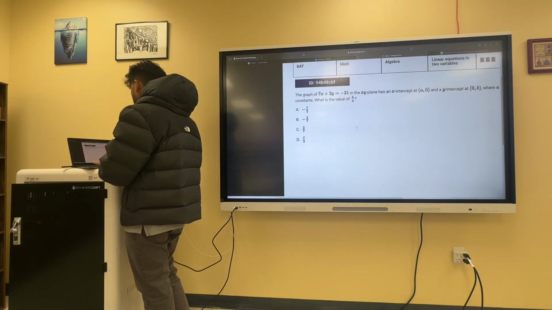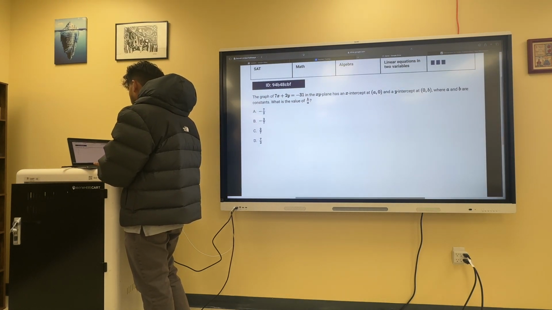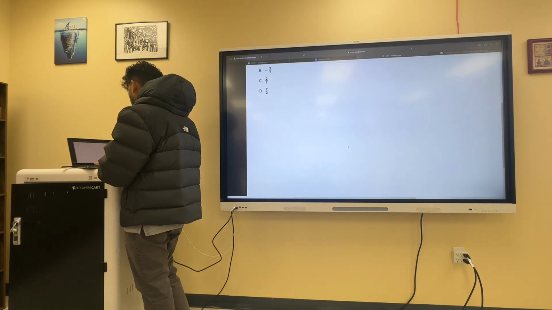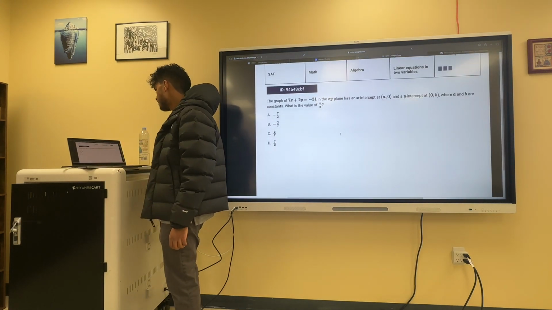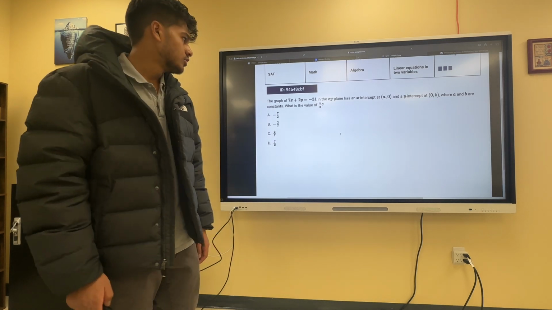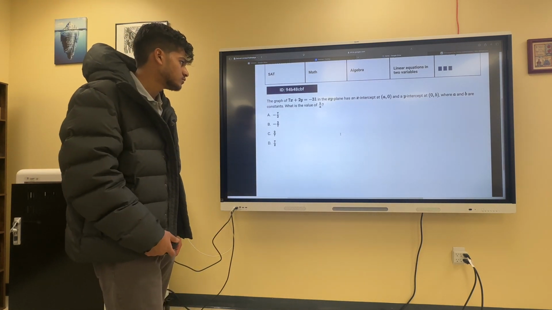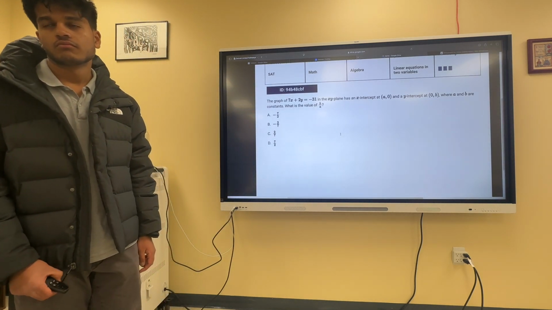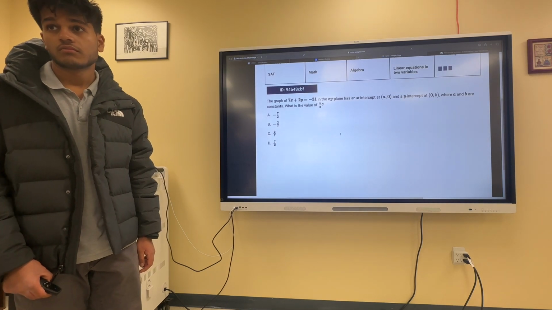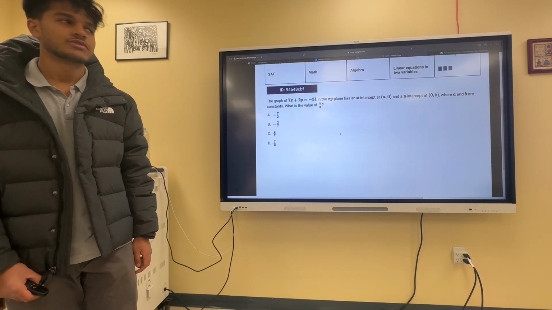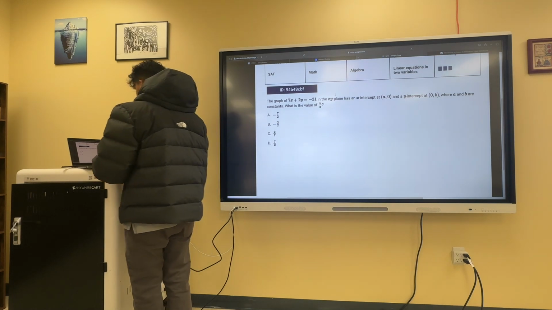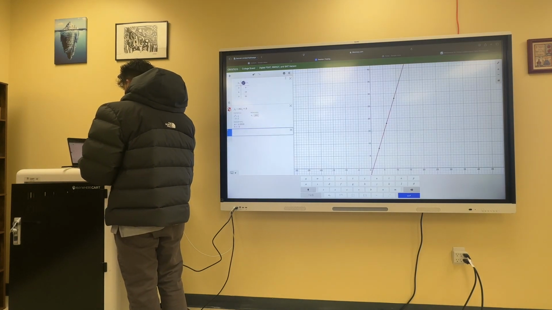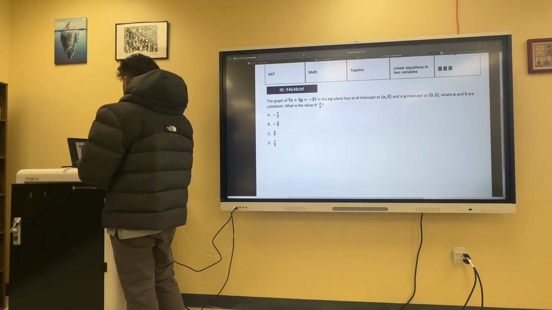Okay. The graph of 7x plus 2y equals... So again, for this question, what do you guys think we have to do? Desmos, yeah. Just plug into Desmos. So, 7x plus 2y. And you don't even have to convert this into y-intercept form.